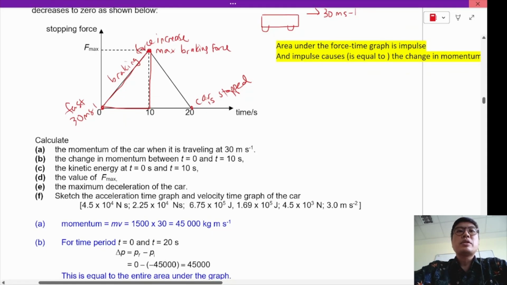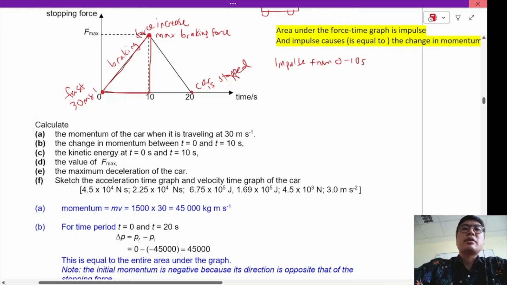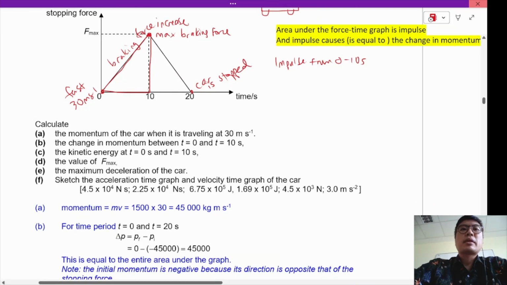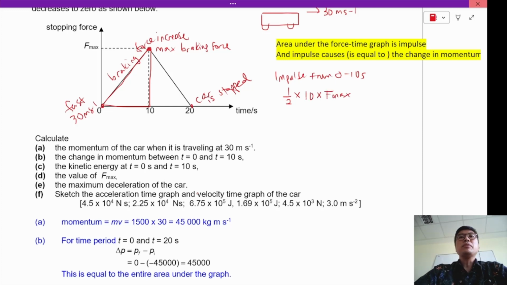Now, from 0 to 10, let's try to find the impulse. Impulse from 0 to 10 seconds will be the area under the graph. Okay, so that will be half times the base times the height. But then we don't know what Fmax is. In order for us to find the value of the area under the graph here, we need to use the entire graph as well as what we know about the momentum.